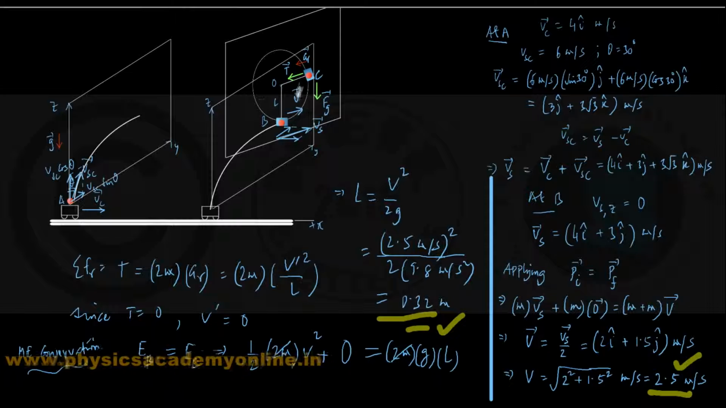You have got that if the string becomes without tension at horizontal position, then the length of the string must be about 0.32 meter. And this is the complete answer of this question.